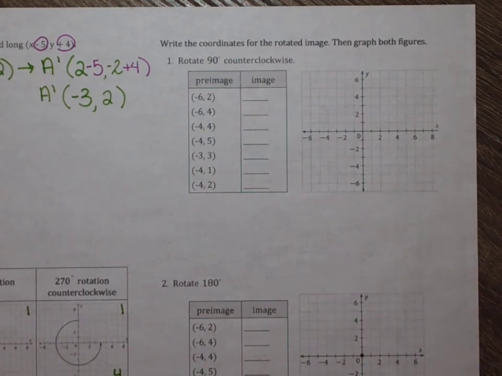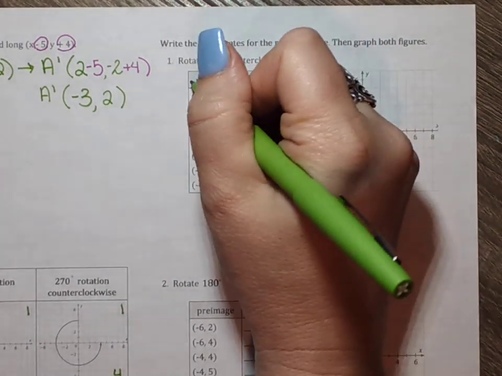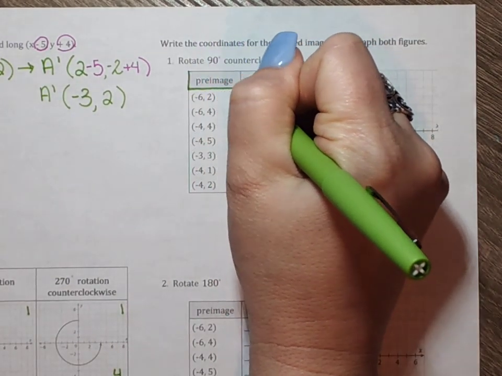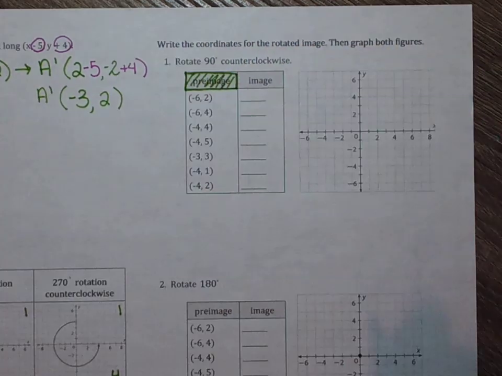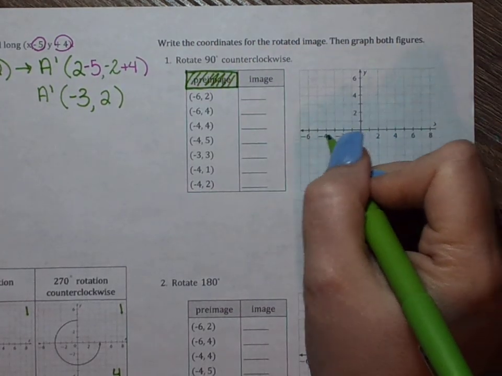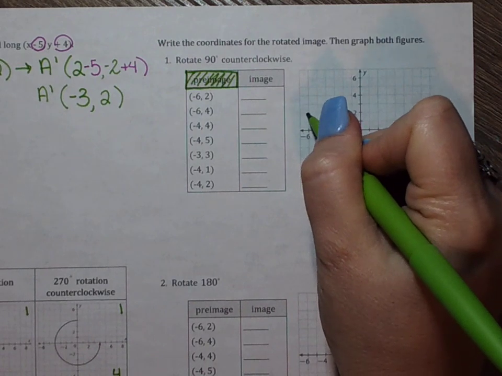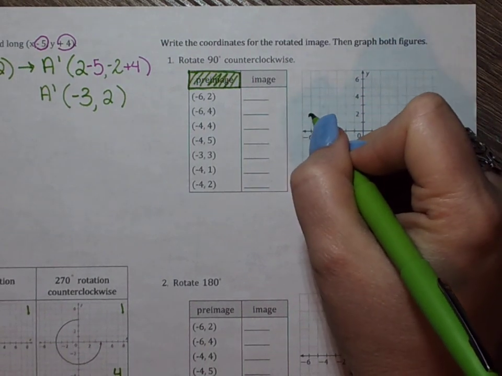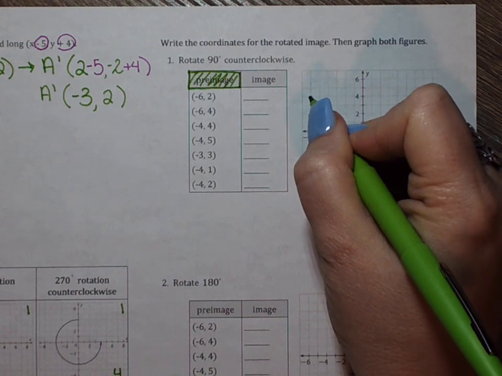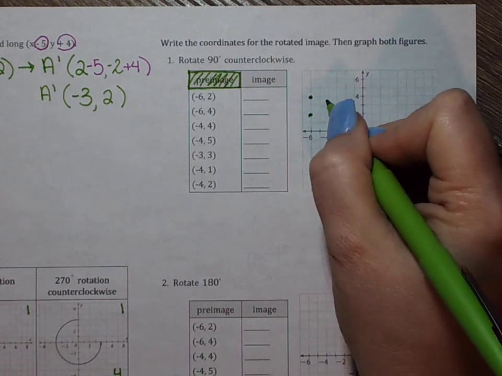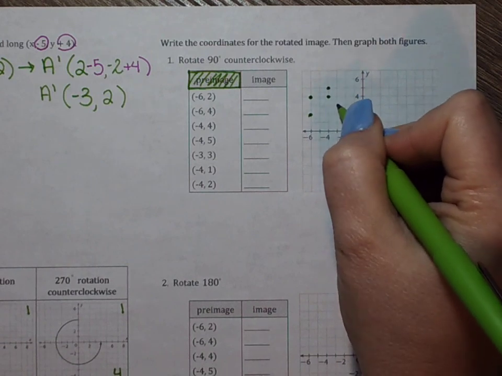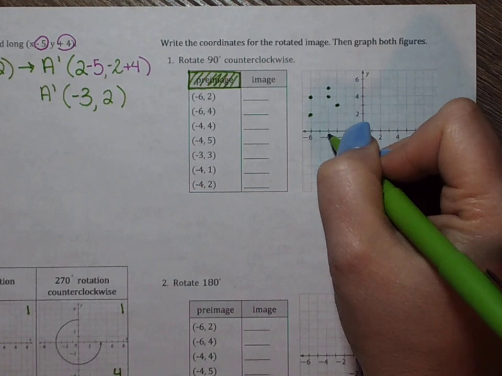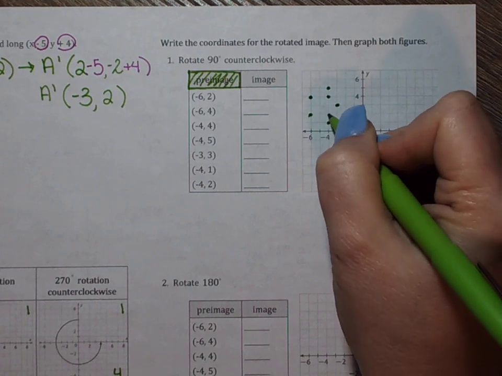So we're going to write the coordinates for the rotated image, then graph both figures. So I'm going to start with my pre-image, and I'm going to do my pre-image in green so we can see what that looks like. So I'm going to go ahead and graph it. -2, +2, -6, +4, -4, -3, 3, -4, 1, and -4, 2.